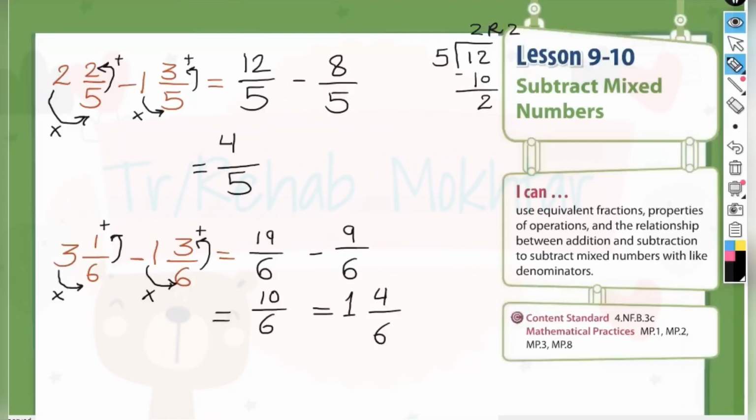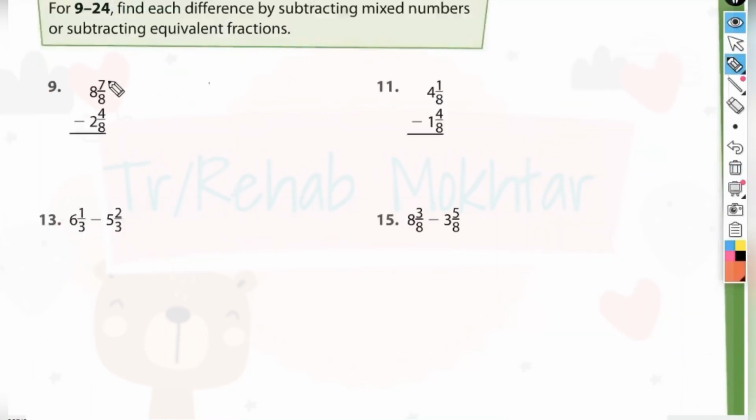Let's start our lesson. Find each difference by subtracting mixed numbers or subtracting equivalent fractions. I will solve the first one by subtracting mixed numbers. We have here 8 and 7 out of 8 minus 2 and 4 out of 8. The first step, I will look at the fraction part. Here the fraction part in the first number is greater than the fraction part in the second number. So I will subtract easily.